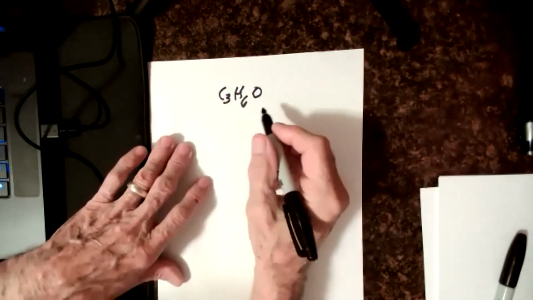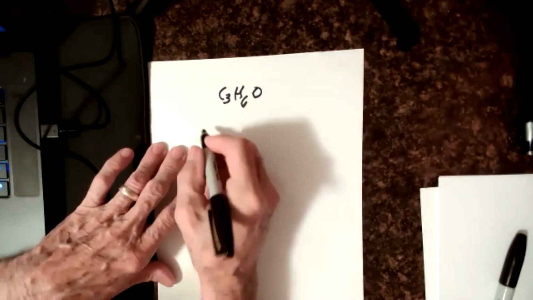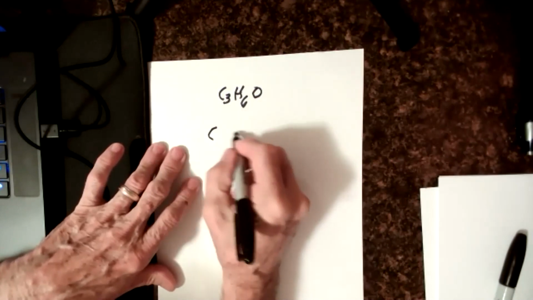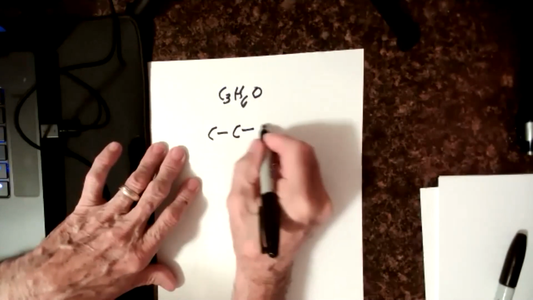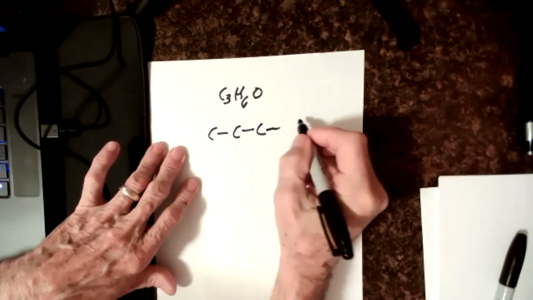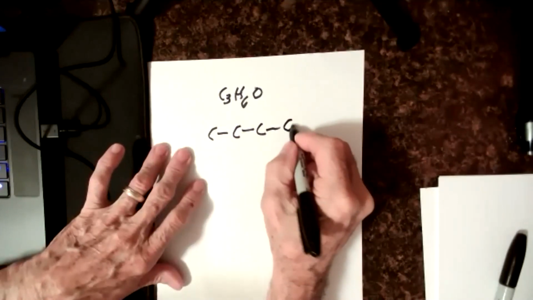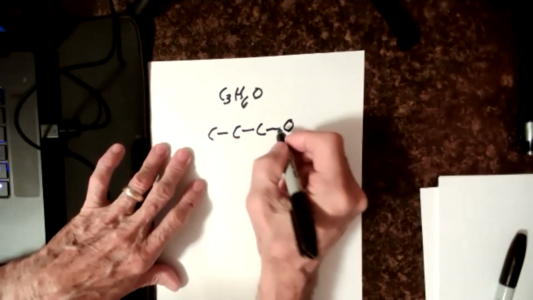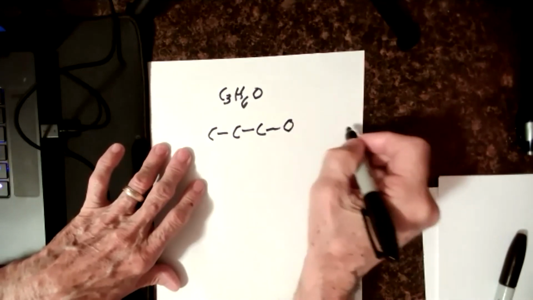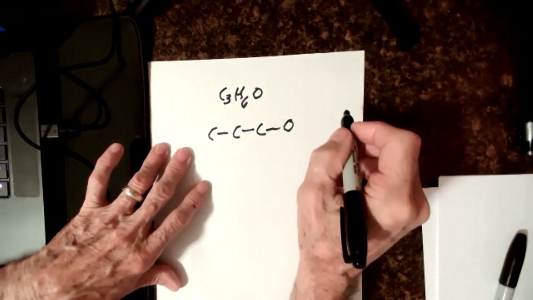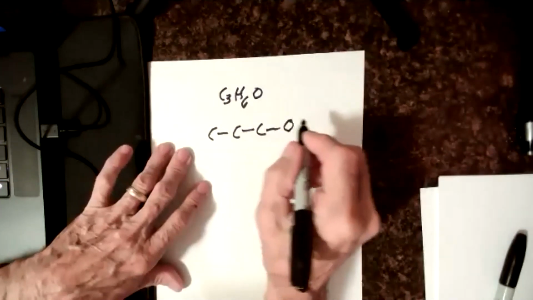Now, we've got to make some isomers. So I'm just going to do some stuff. I'm going to put all of the carbons together. And then I'm going to put the oxygen. I could put a hydrogen there, but I can't put anything on the other side, can I? No. Okay, so let's go with that.